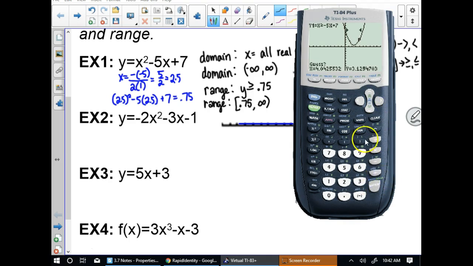And hit enter. And then sometimes it gives you a little better estimate if you go back towards the middle to guess, but technically you don't have to do that. You could just hit enter. Okay.